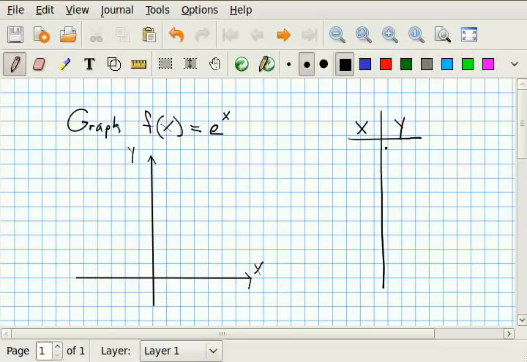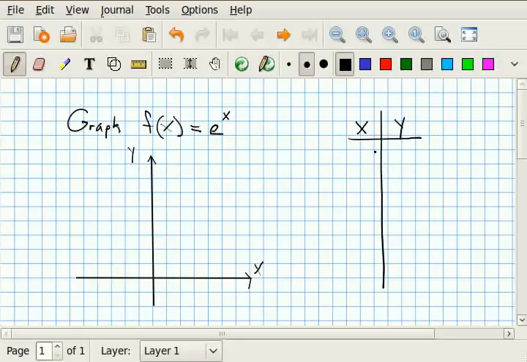Okay, we're going to graph the function e to the power x, the most common exponential function, the one we're going to be dealing with a lot in Chapter 4. So e to the power x is defined for all values of x. I can always take a positive number and raise it to any power I want.